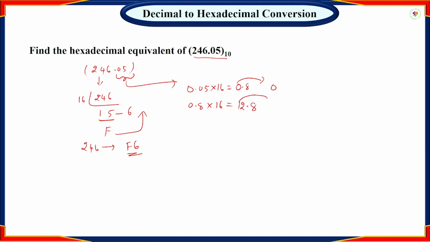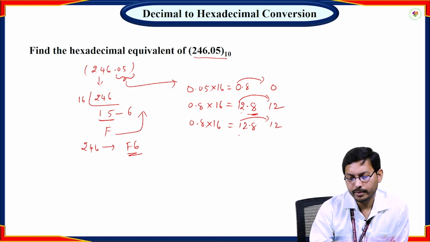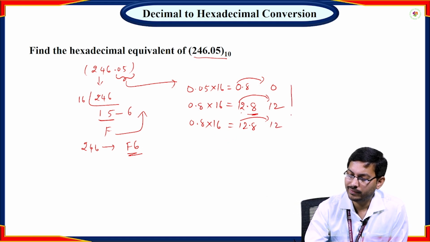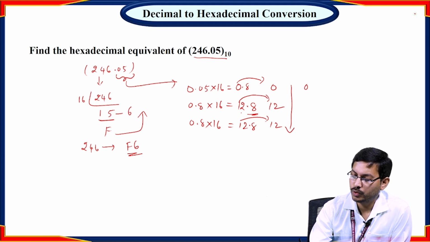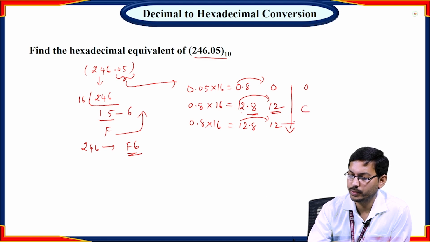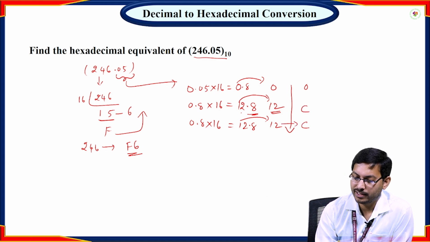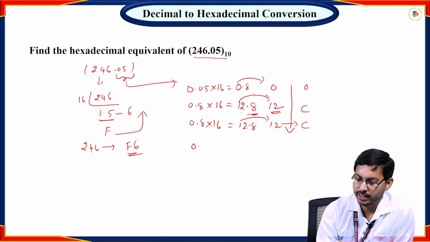So just take this 12 here, and the next fractional part is again 0.8. Again multiply this 0.8 with 16. So you can get again 12.8, again shift this 12 here, right? So you can multiply like this, but 3 digits are enough, so I will stop here. Okay. So now this is as it is 0. Now 12 you can convert into hexadecimal and it is represented as C, and here also C. So finally, for this fractional part, 0.05, you can get 0CC.